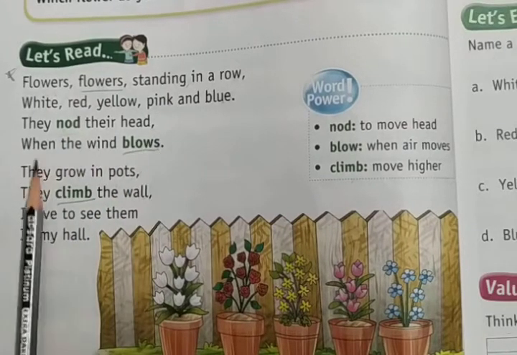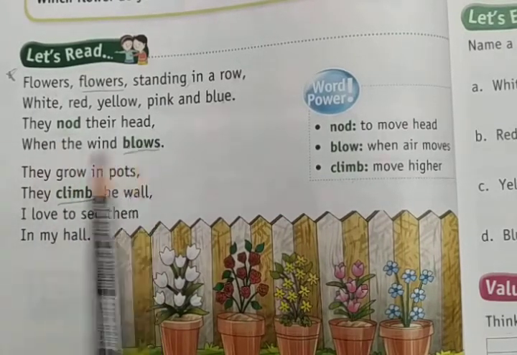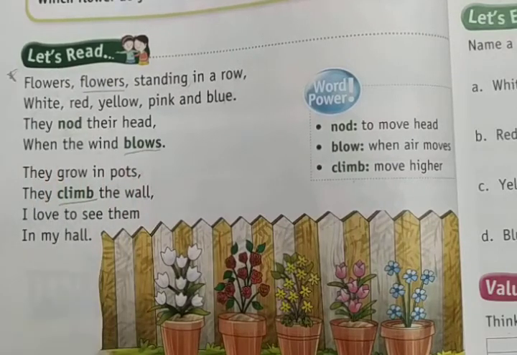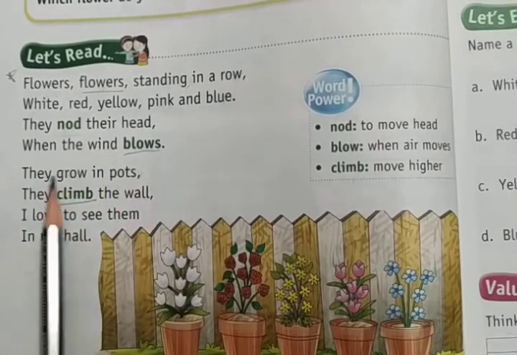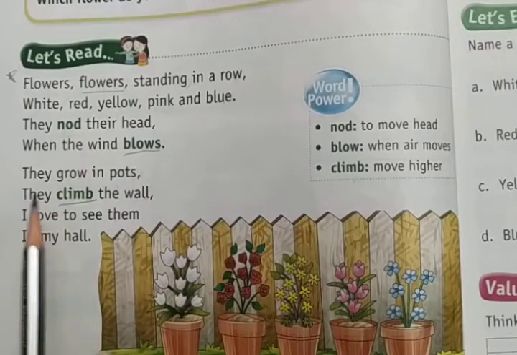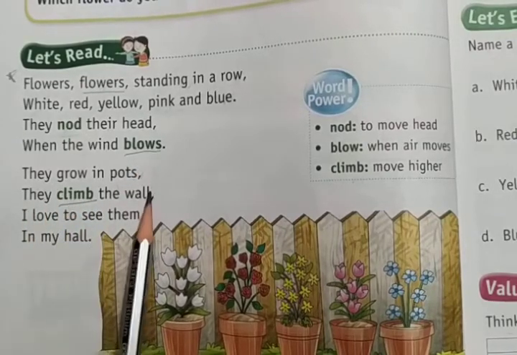Here is the comma. When the wind blows, this whole sentence is over. They nod their head, take a break, when the wind blows, this is the full stop. They grow in pots, comma, they climb the wall, right?